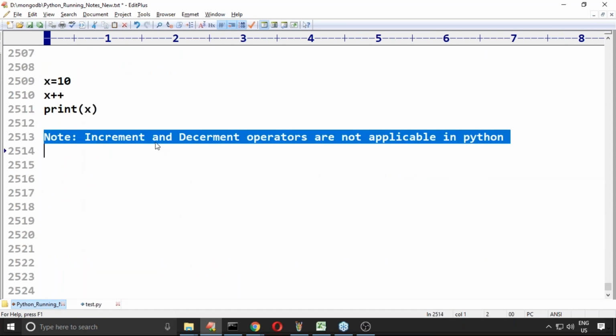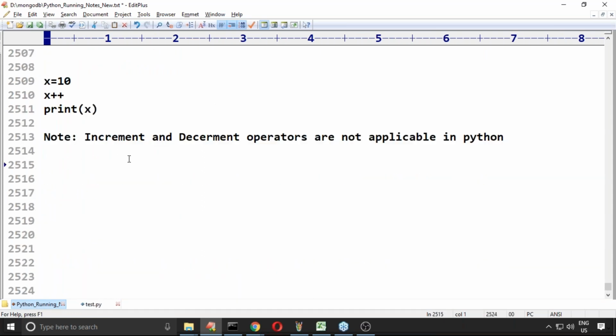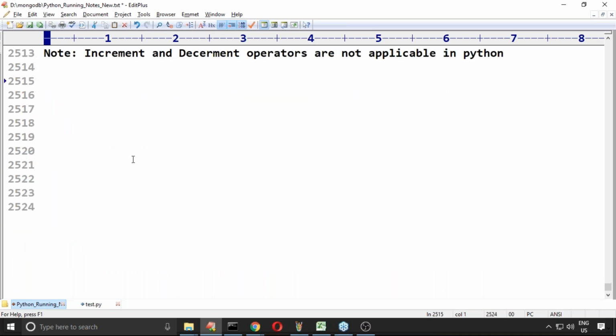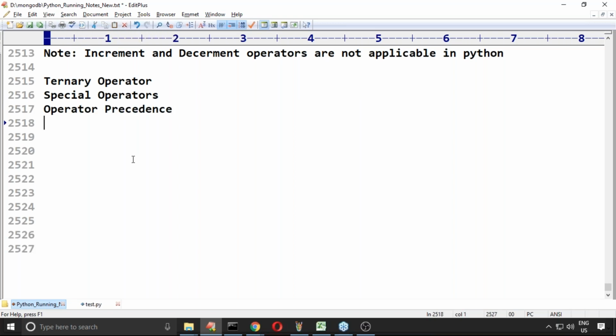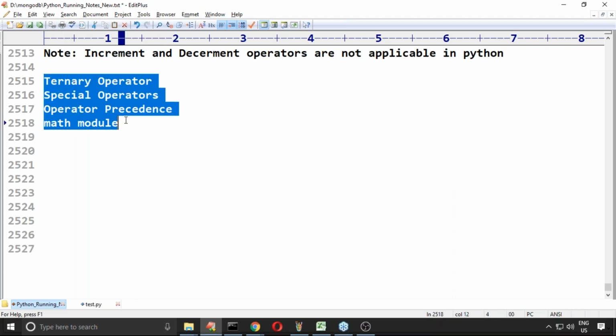A small point you people should be aware of about increment and decrement operators. In the next sessions, we have to talk about the ternary operator. Next, some special operators are available: membership operators, identity operators. Next, operator precedence. Next, the math module. With these, operators will be completed, just hardly one more session. With that, we will finish this concept.